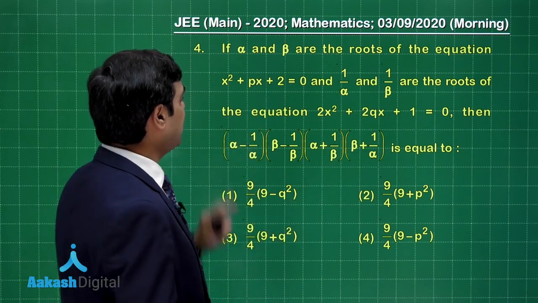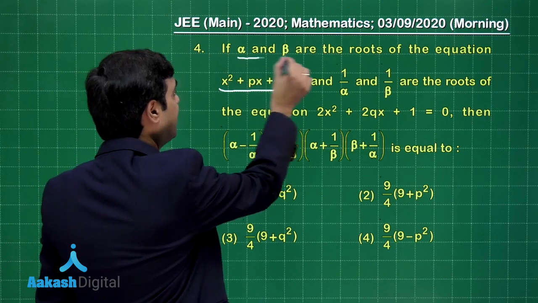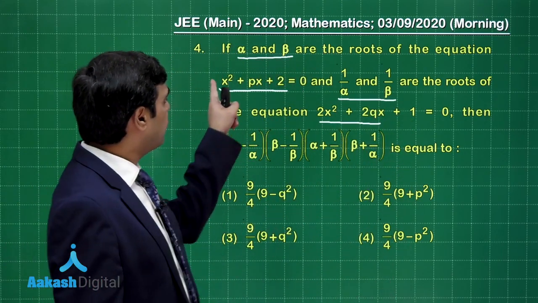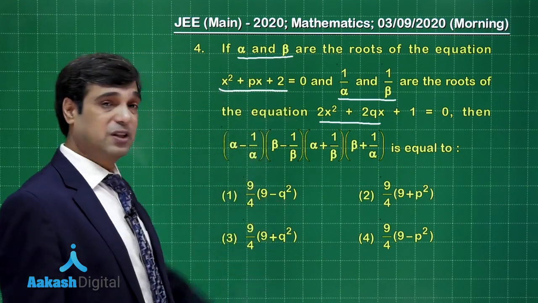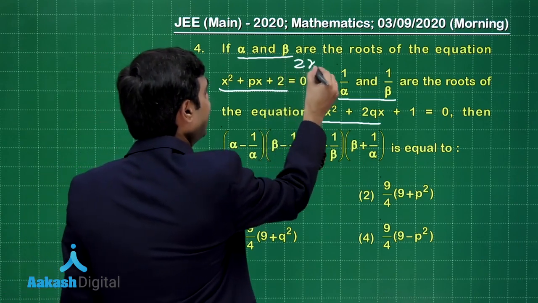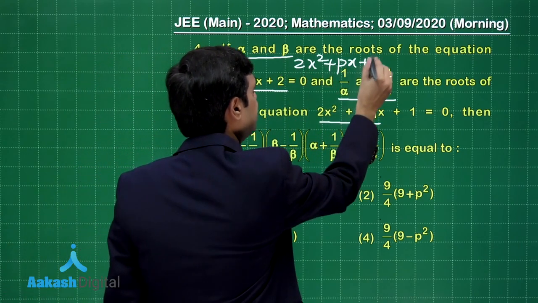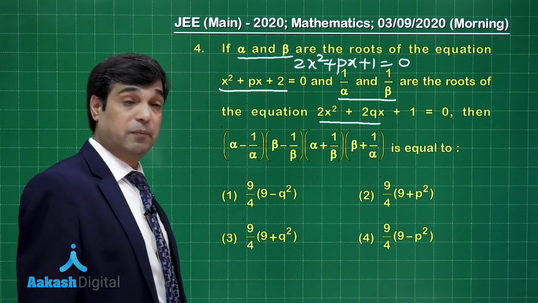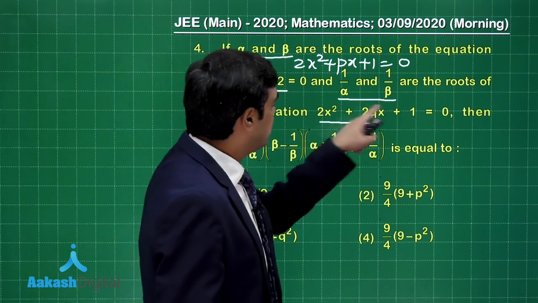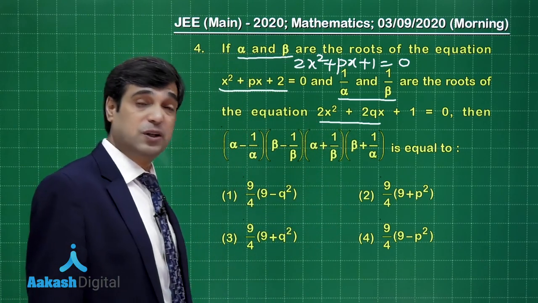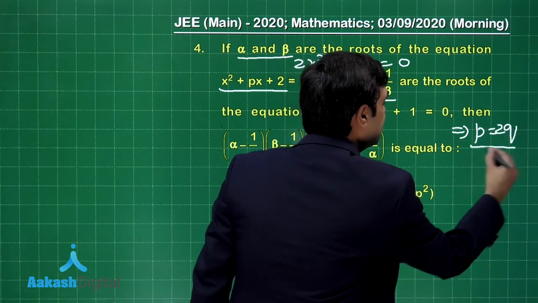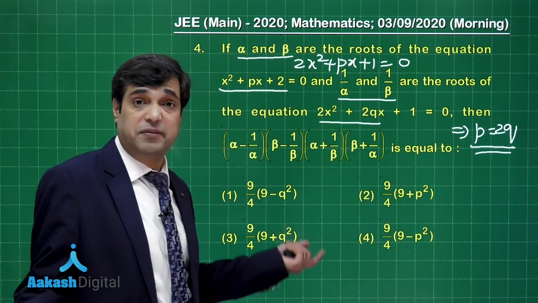Now when you look at this equation which has roots alpha, beta, and another one which has roots 1 by alpha, 1 by beta. If I ask, find the equation whose roots are reciprocal to the roots of this equation, what would that be? Clearly that equation would be 2x square plus px plus 1 equals 0, because what we do, we replace x by 1 by x. Now it is given to me this equation is 2x square plus 2qx plus 1 equals 0. Clearly we have a relation p equals 2q. This is one important relation given to me. If required, we will use it further.